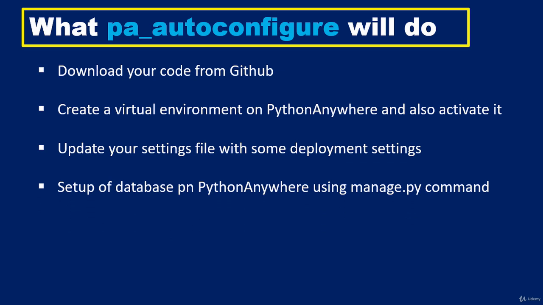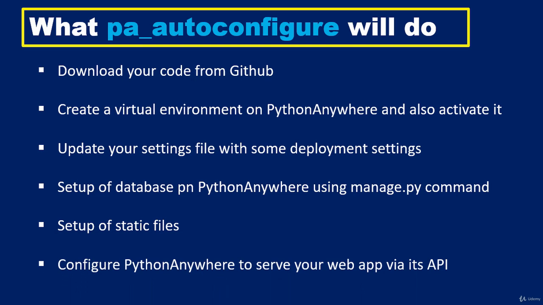It will also set up your static files so that it can pick up your CSS styling so that you can style your application. It will do that automatically. It will also configure Python Anywhere to serve your web application via the Python Anywhere API. So if you think about all the manual processes you went through in creating your app on your computer, this PA Autoconfigure will do everything for you to make it easy for your app to be deployed on the internet. So these steps I have highlighted here, these are the things that the PA Autoconfigure will do.